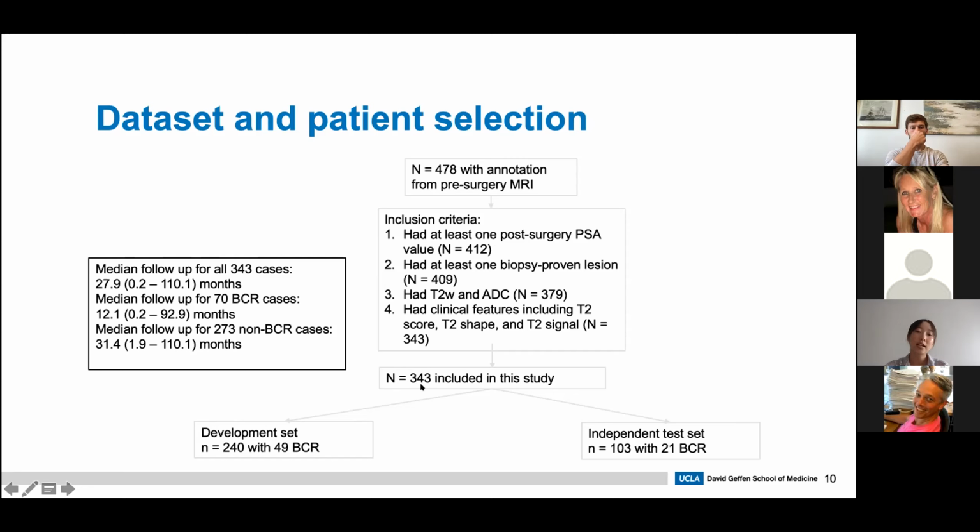So then eventually we had 343 cases, and we randomly subsampled 70% of those cases to be in the development set and 30% in the independent test set. And in total, we have 70 patients who developed BCR, and the median follow-up for them is around 12 months.